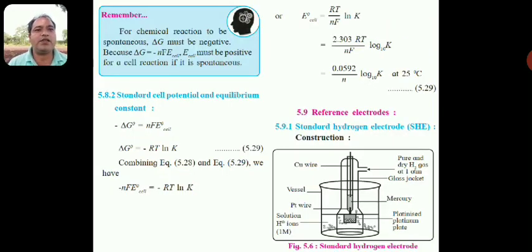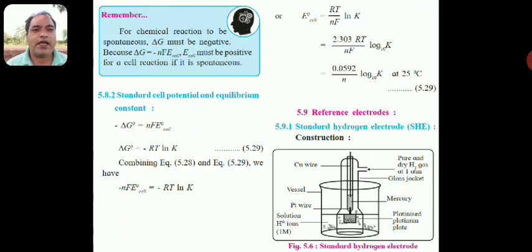Now in the next, standard cell potential and the equilibrium constant, they are given in the slide. Remember, for the chemical reaction to be spontaneous, delta G must be negative. This is a very important point. It is most probably asked in the MCQs, whether the following reaction is feasible or not. For the spontaneity of the reaction, delta G must be negative. So by the value of delta G, we can say whether it is a spontaneous or non-spontaneous reaction. So remember that.